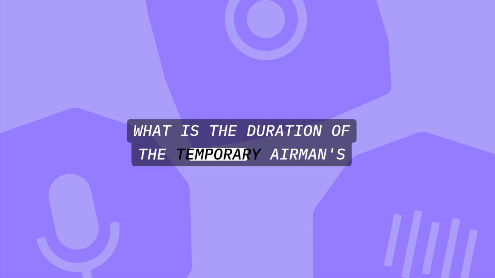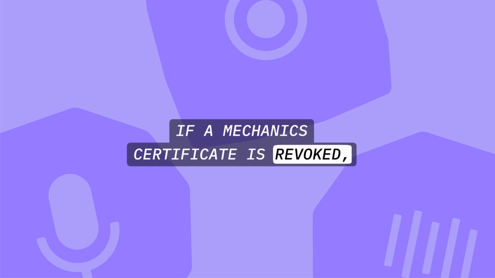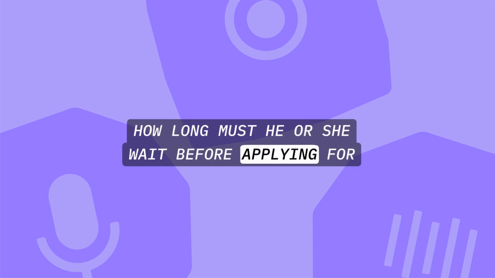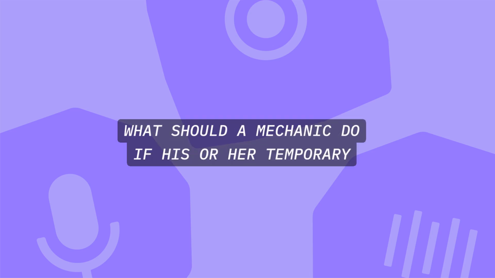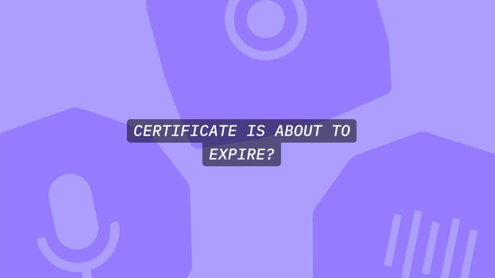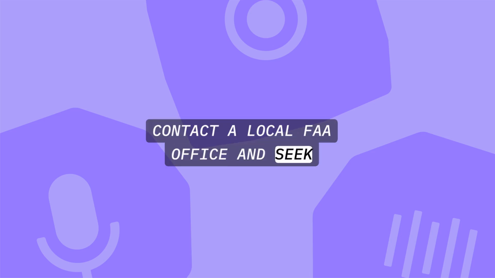What is the duration of a temporary airman certificate? 120 days. If a mechanic's certificate is revoked, how long must he or she wait before applying for a new certificate? 1 year, unless the revocation order states otherwise. What should a mechanic do if his or her temporary certificate is about to expire? Contact a local FAA office and seek assistance.